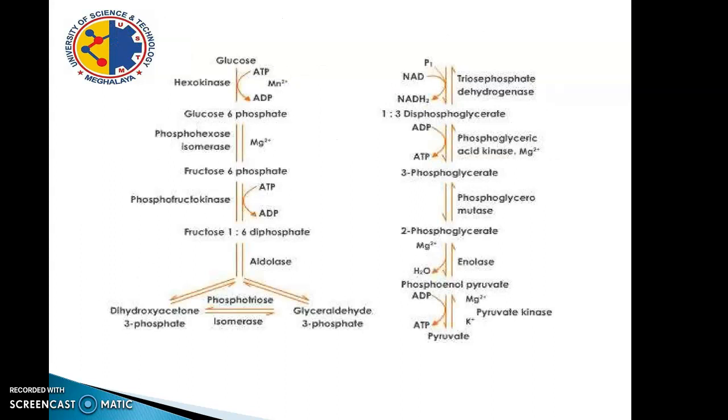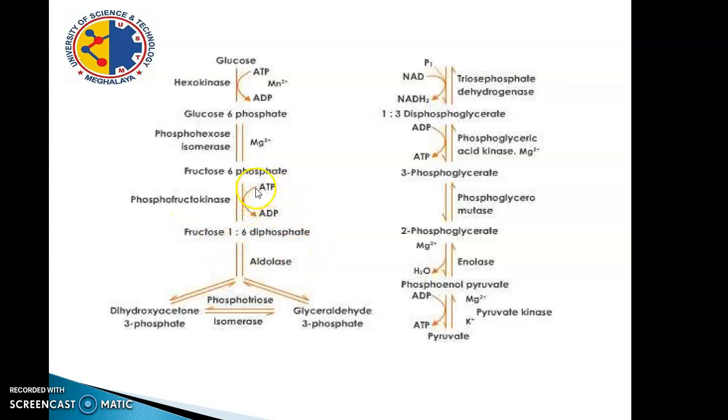So I'll be talking about, see, this is the glucose. Glucose is a 6 carbon compound. It is converted into glucose 6 phosphate. Why do we call it a preparatory phase? Because here ATP is utilized, and you can see that glucose is converted to glucose 6 phosphate. Glucose 6 phosphate is now converted into fructose 6 phosphate, and then fructose 6 phosphate is converted into fructose 1,6 bisphosphate.